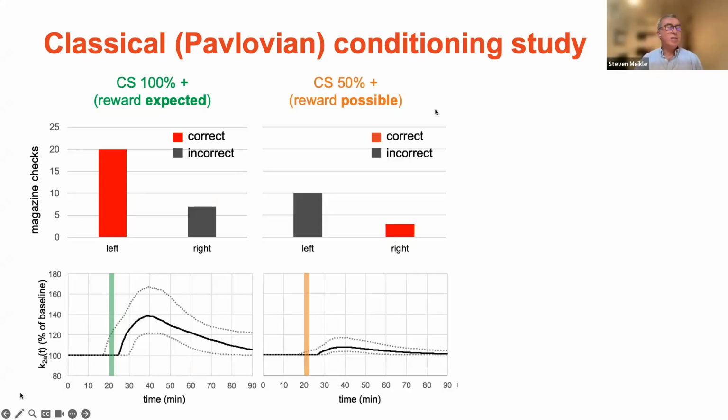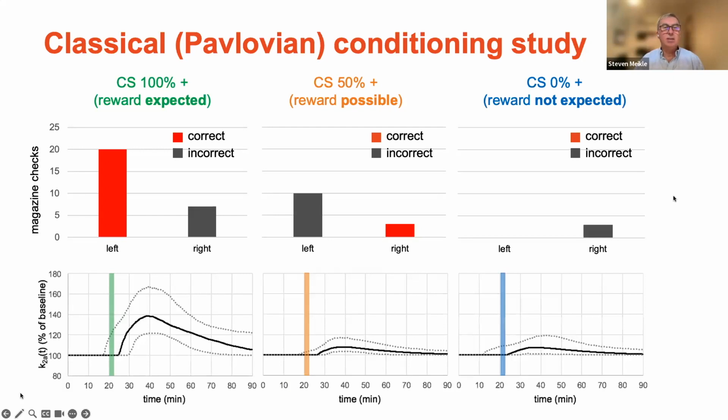This is the 50% conditioned stimulus where a reward is possible, but only half the time. And you still get a dopamine response, but it's a dampened response. But you can see from the confidence intervals that we can still be fairly confident that that is a real dopamine response. And you can see the relatively poorer performance in picking the side the reward's coming from.